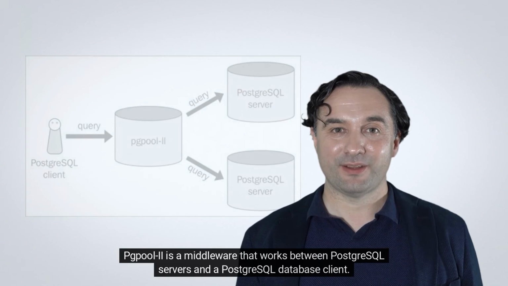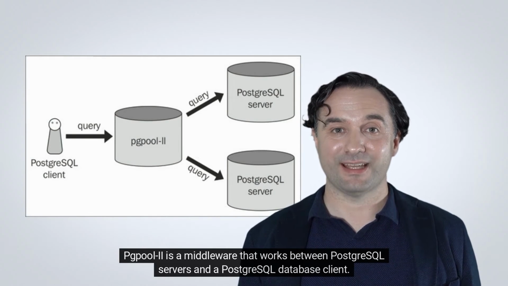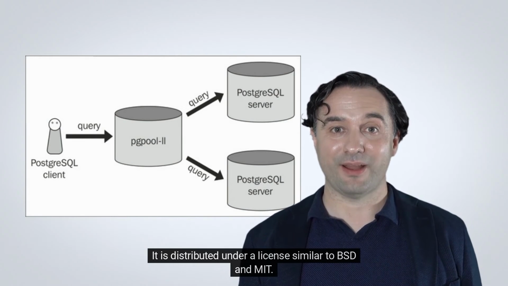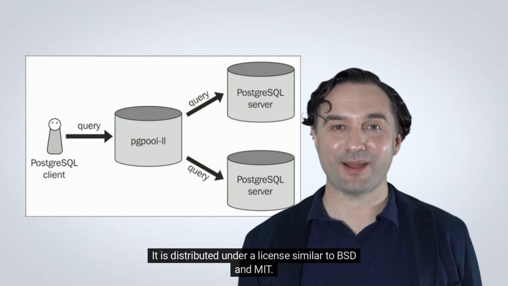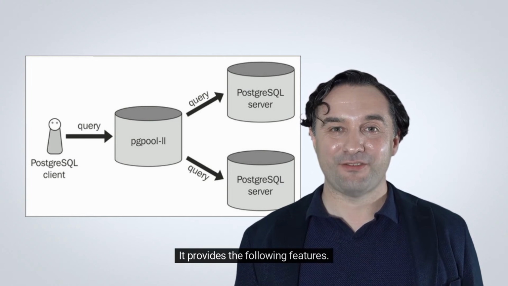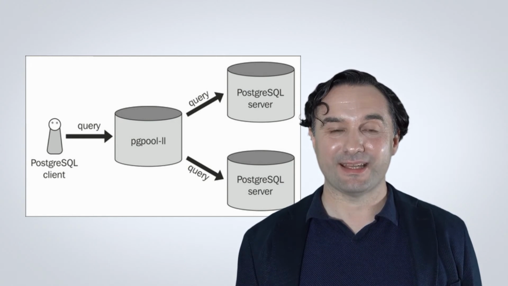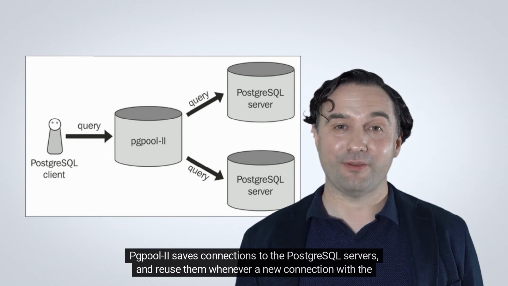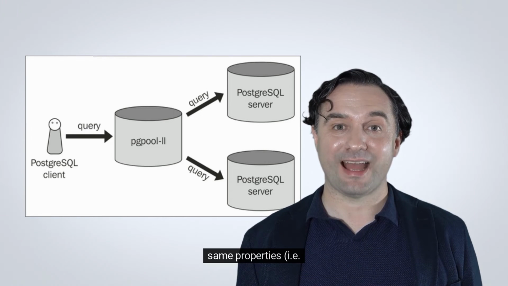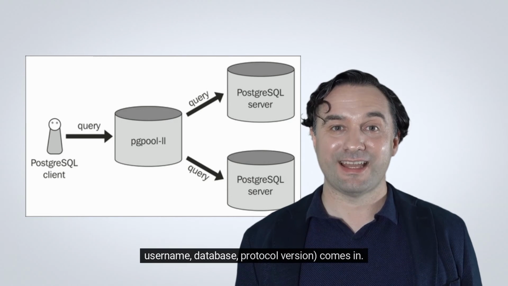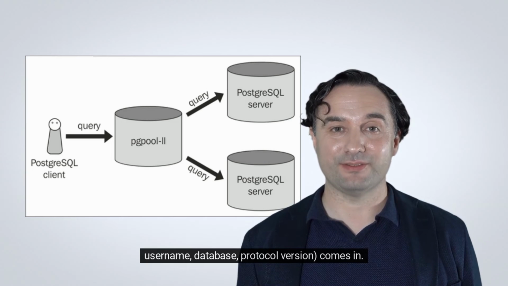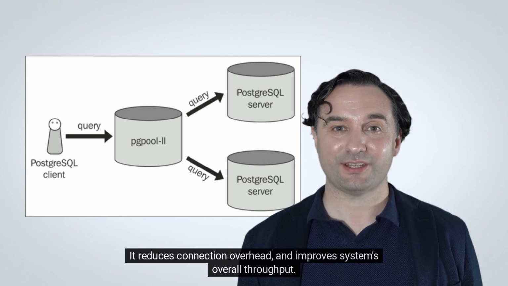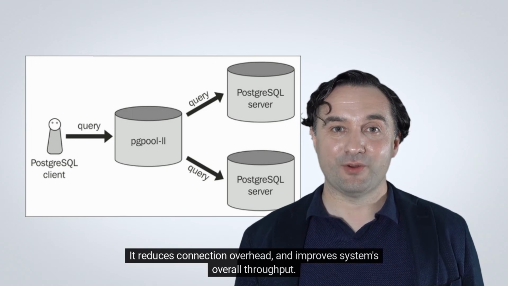Pgpool-II is a middleware that works between PostgreSQL servers and a PostgreSQL database client. It is distributed under a license similar to BSD and MIT. It provides the following features: connection pooling. Pgpool-II saves connections to the PostgreSQL servers and reuses them whenever a new connection with the same properties, i.e., username, database, protocol version, comes in. It reduces connection overhead and improves systems' overall throughput.